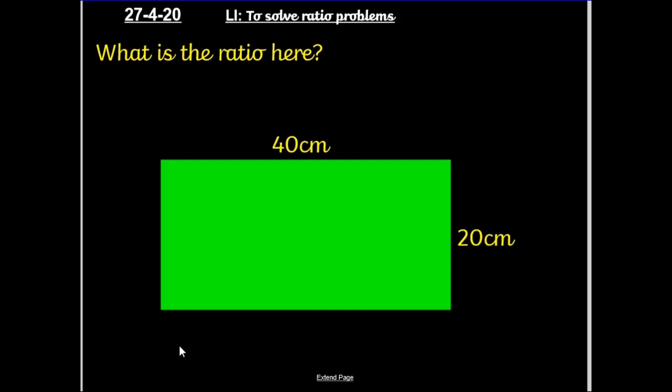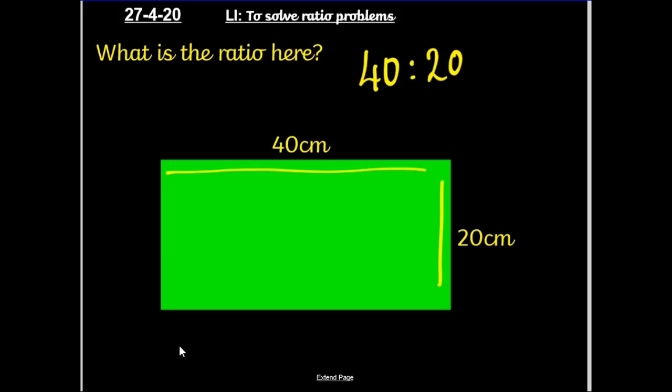Okay then, let's have a little look at our first problem today. So, what is the ratio here? So I've got this rectangle here. What is the ratio from one side to another side? Have a little think. What is the ratio? Well, this side here is 40 centimeters, and this side here is 20 centimeters. So the ratio is 40 to 20. Now I can simplify that down.